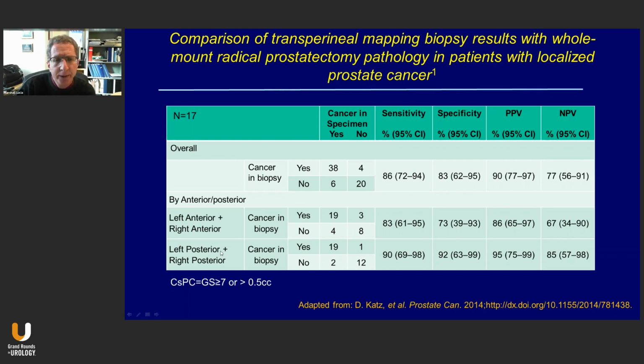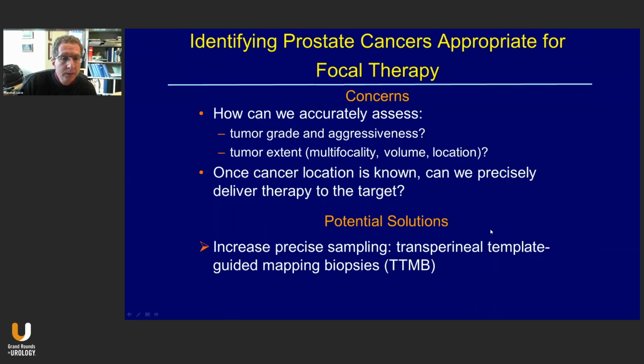But when they broke it down into region, it's clear that in the posterior part of the gland, their accuracy is very, very good. The problem comes up when you get into the anterior regions. They tend to be undersampled here, and that's where things break down. So tumors in the anterior region still can be a problem with TTMB, although it's less of a problem than it is with TRUS biopsy. So that's one possible solution.